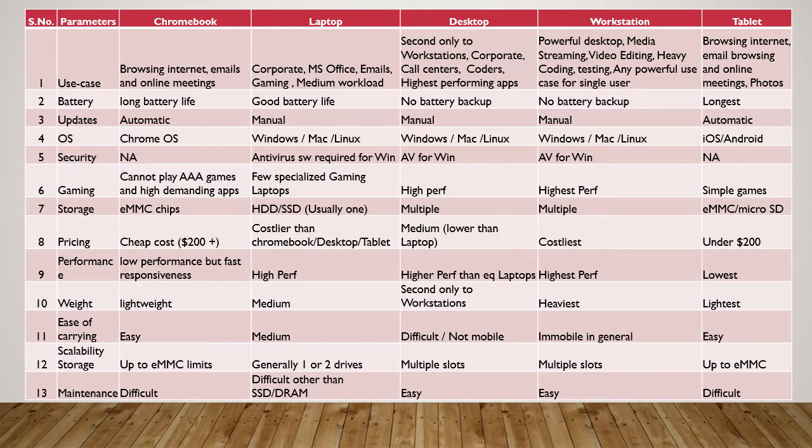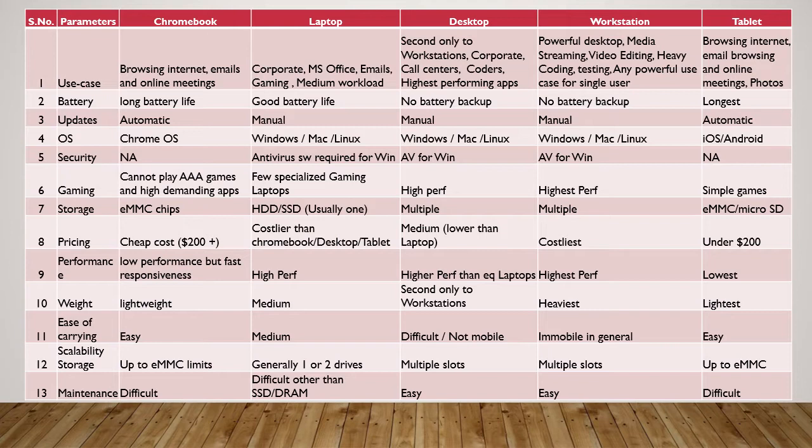Now if we talk about the tablets, the tablets are the lowest performing computing devices among all these. They are similar to the Chromebooks, but they are used for browsing the internet, email browsing, and online meetings. Also we can click photos and see all our photos on that tablet.